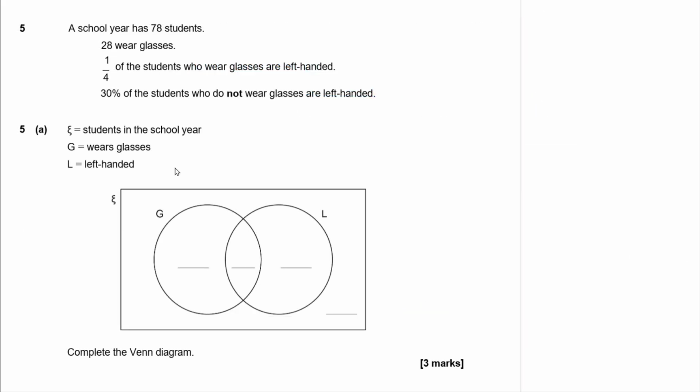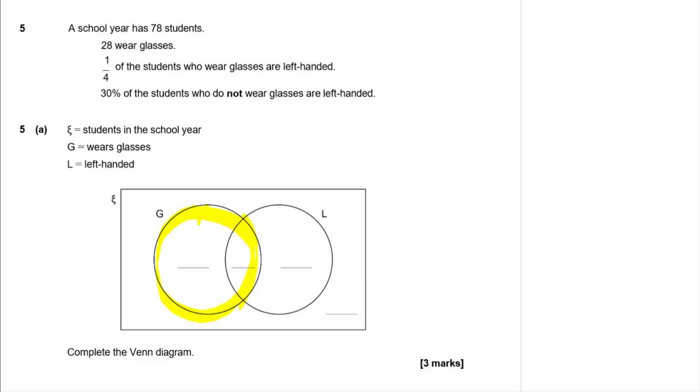Question 5. A school year has 78 students. 28 wear glasses. A quarter of the students who wear glasses are left-handed. 30% of the students who do not wear glasses are left-handed. Given that the universal set is the students in the school year, and G means wears glasses, and L is left-handed, complete the Venn diagram. Right, so we know 28 wear glasses, but that's no good. That's everybody in this circle here, and so we don't know which ones are both wearing glasses and left-handed yet.